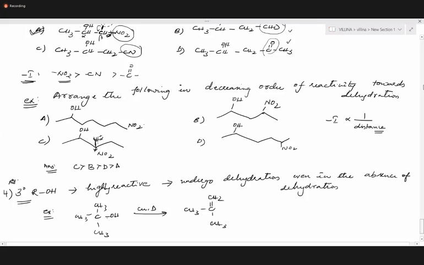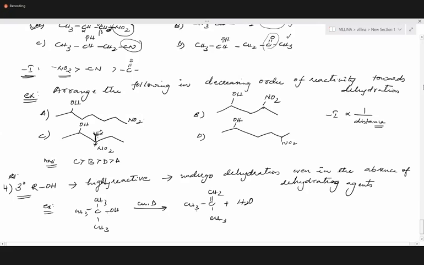Even in the absence of dehydrating agents, the alcohol will be converted into an alkene by the removal of a water molecule. This is specific for tertiary only, so don't take this reaction for secondary or primary. Specific for tertiary only. All right, so this is one thing. I'll wait a second. Please note this down, and then we will see the next part.